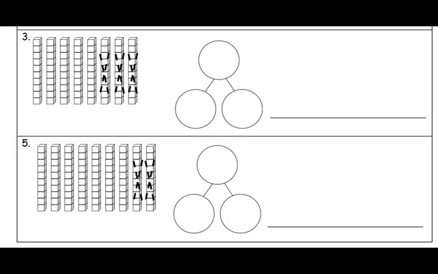The next section is showing subtraction of groups of 10. I'm still going to start with my whole. So I'm going to count how many 10 sticks I have. 1, 2, 3, 4, 5, 6, 7, 8 sticks of 10. Well, 8 groups of 10 would be 80, so that's still my total.